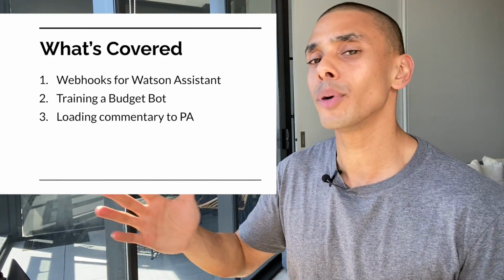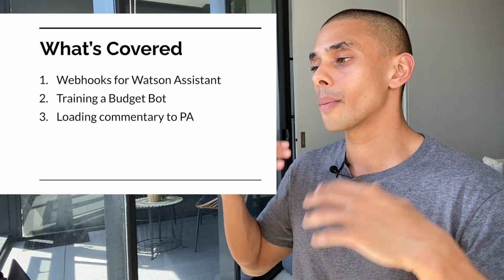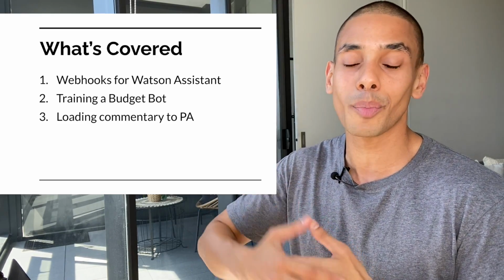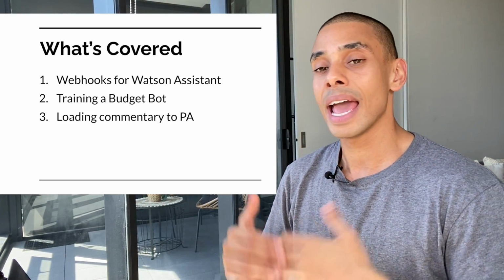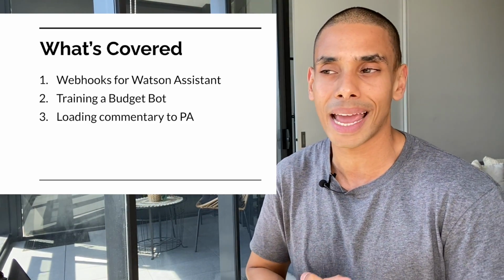Let's take a greater look in detail as to what we're going to be going through. So in this video, we're going to cover how to set up webhooks that interact with Watson Assistant and Planning Analytics. We'll also build a budget bot that allows us to load commentary from our Watson Assistant bot all the way through to Planning Analytics. And last but not least, we'll actually test it out and load some commentary direct into our Planning Analytics cube.